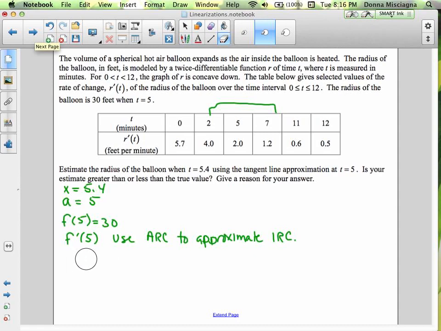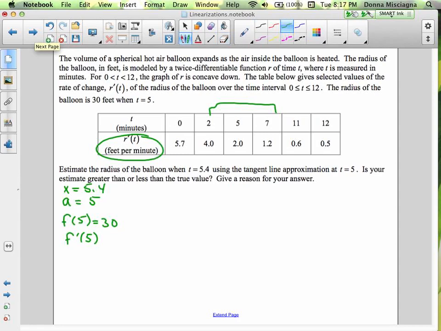I did not read this graph very carefully at all. We have the derivative, not the radius. So we don't need to approximate. At least it didn't take me long to figure that out. We have it right here. This is not the table of values for the length of the radius. This is the table of values for the derivative.